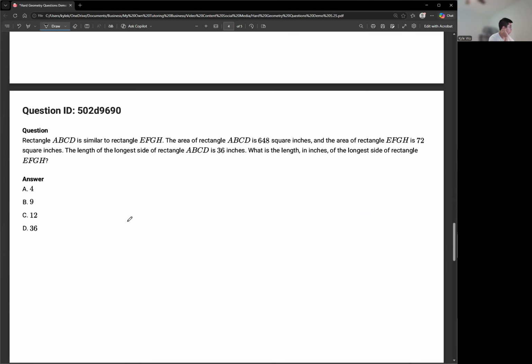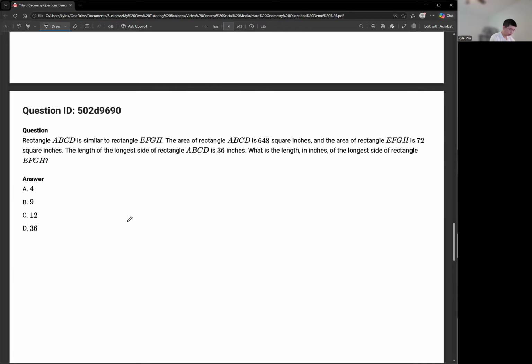So here we have rectangle ABCD similar to another rectangle. The area of rectangle ABCD is 648. Area of EFGH is 72. And so the length of the longest side of ABCD is 36. What's the length in inches of the longest side of EFGH?